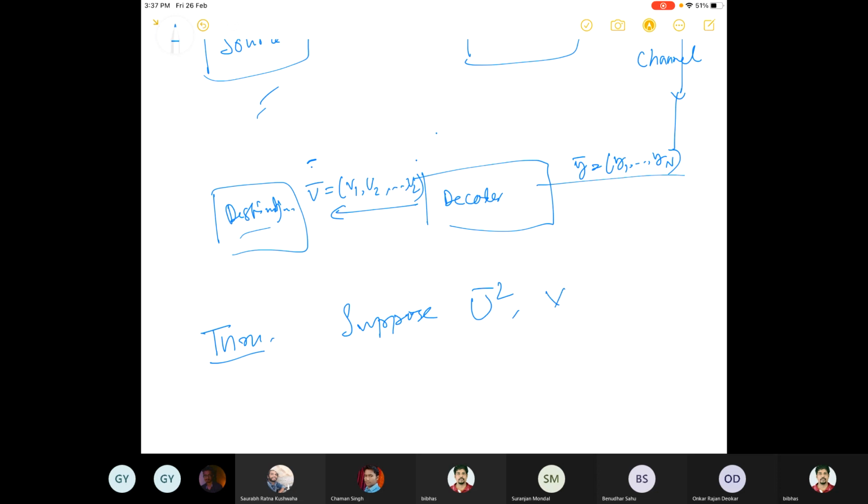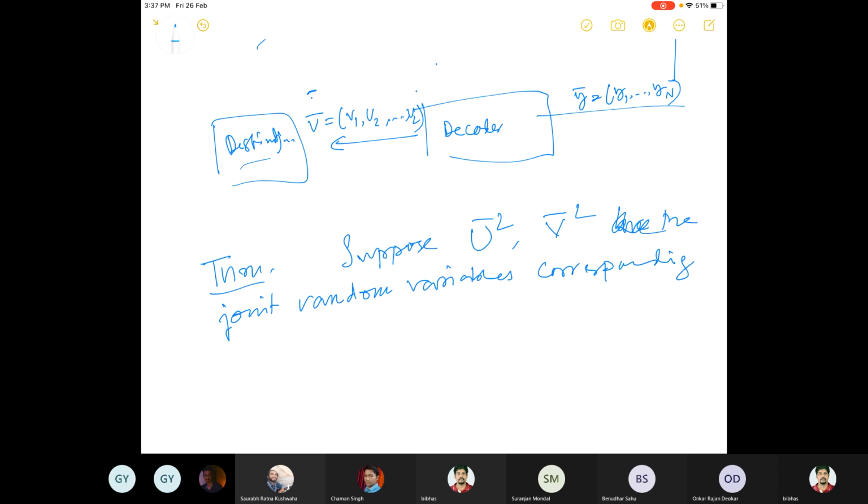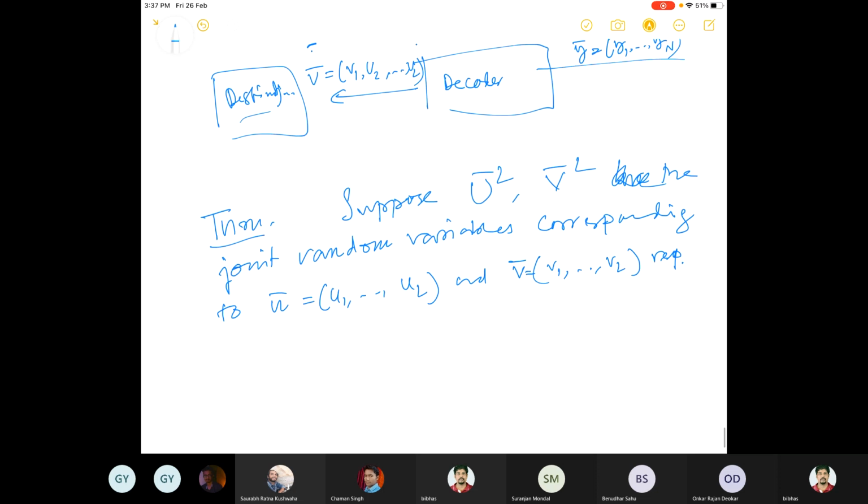Suppose U bar L and V bar L denote the random variables corresponding to the information source and the information output. Suppose these are the joint random variables, L copies of U and L copies of V, corresponding to a realization, let's say U bar, which is U1, U2, UL, and V bar, which is V1 dot dot dot VL, respectively. And each U small n and V small n belongs to some symbol set, let's say A1, A2, some AK.